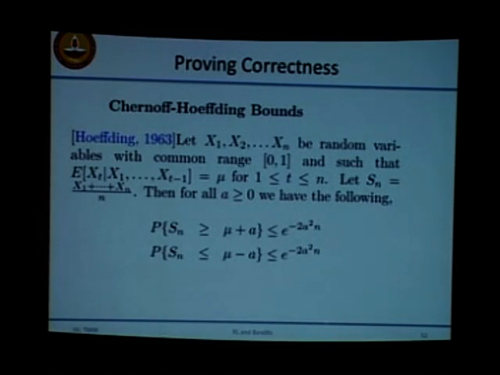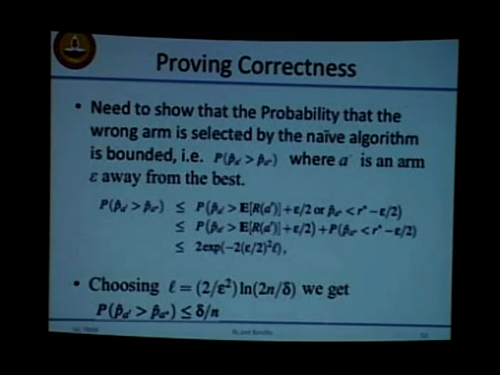So now what you have to do is figure out a way of plugging in that weird expression we had here, and then showing that the probability is actually delta by n. The probability of you making a mistake, choosing some arm x instead of the best arm, is delta by n.